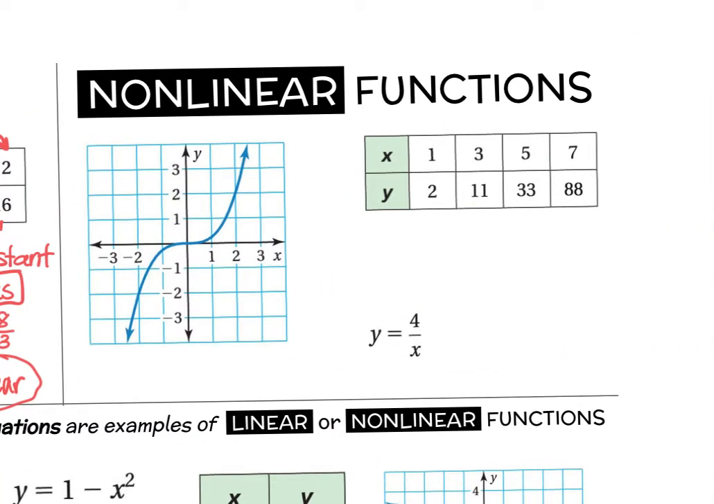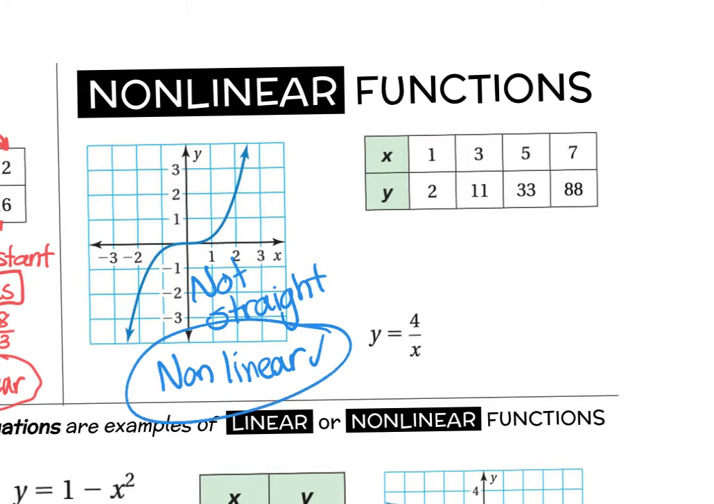So the graph, again, easy. This is a curved line, or it's not straight. So this line is not a straight line. Therefore, this function is nonlinear. Okay, so the graphs are easy. All right, what about the table? Remember the question we ask ourselves for the table is, does this have a constant rate of change?